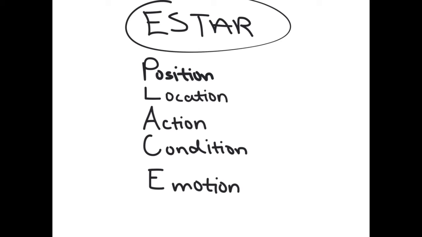And then lastly, the most commonly used way of using estar is emotion. And for emotion, we use estar because your emotions change frequently. So you could say, "yo estoy triste," I am sad, but that can easily change in an hour to "yo estoy feliz," which is I am happy. So as you can see, the general rule of using estar is to use it when things can be changed, such as emotions, location, and position.